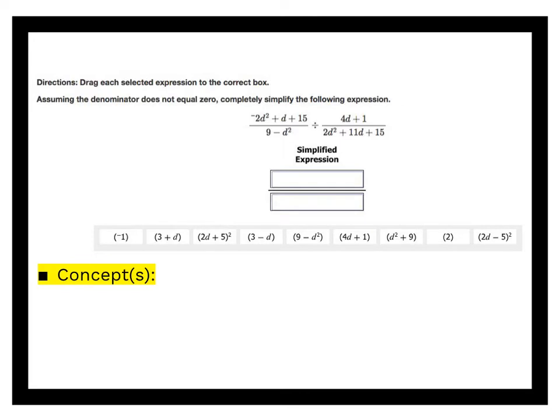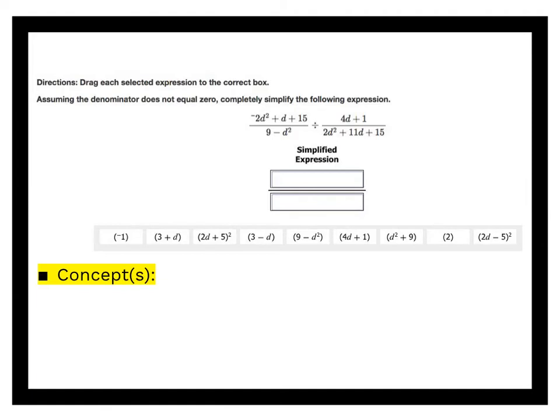For each problem, we're going to take a moment to talk about the concept or concepts that are actually covered by that question. So let's start with this one. Directions: drag each selected expression to the correct box. Assuming the denominator does not equal 0, completely simplify the following expression.